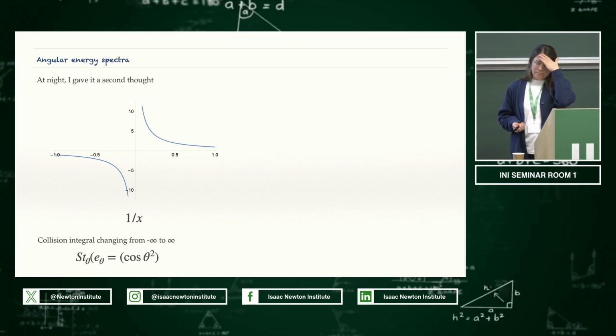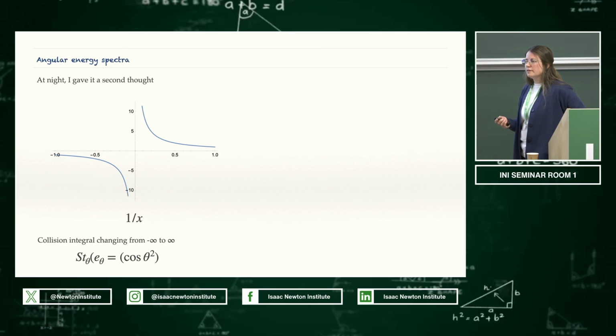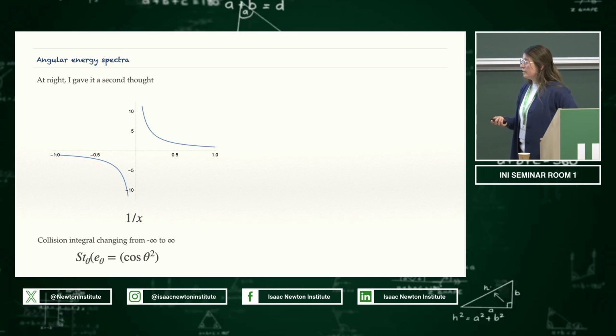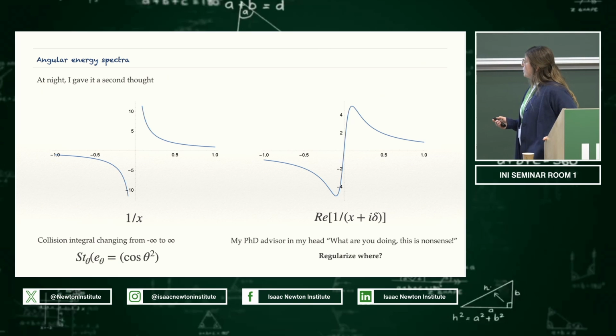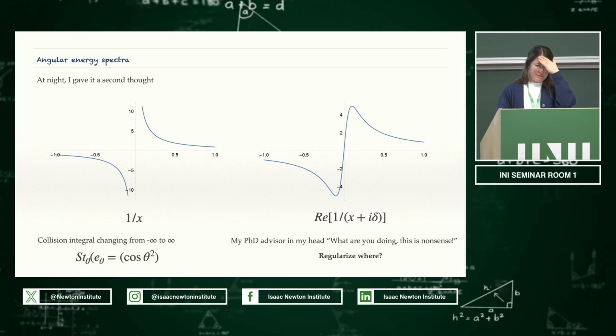And then I went home at night and I gave it a second thought, and I thought to myself, actually it's not a diverging solution, it's actually a solution where my collision integral on one end is going to -infinity, and at the other end it's going to +infinity. So maybe formally, exactly at this point, it's going to 0. I just need to regularize my function. So if I add, for example, a little imaginary part, I can regularize it. And then I asked myself, what would be the relevant regularizer?